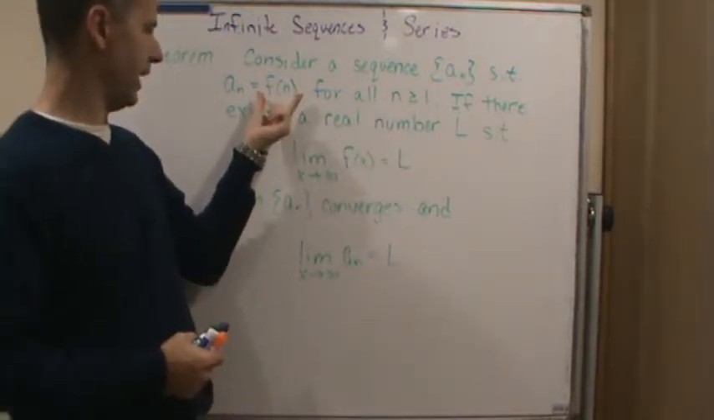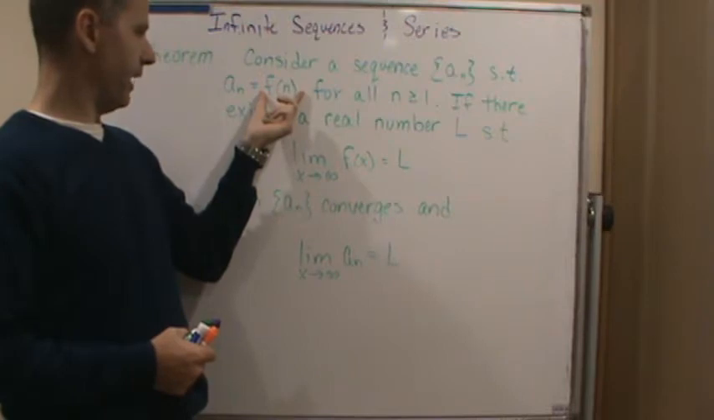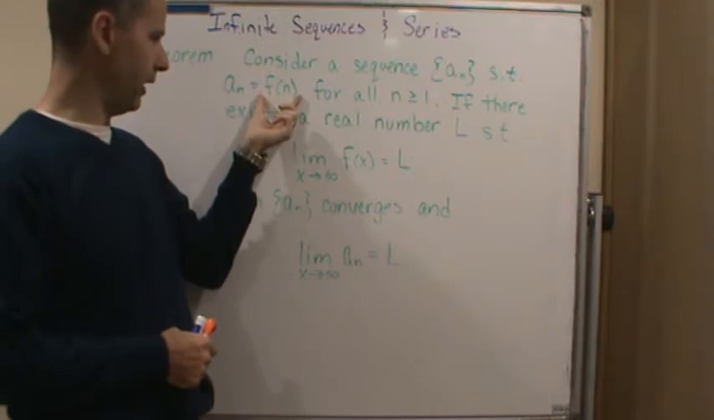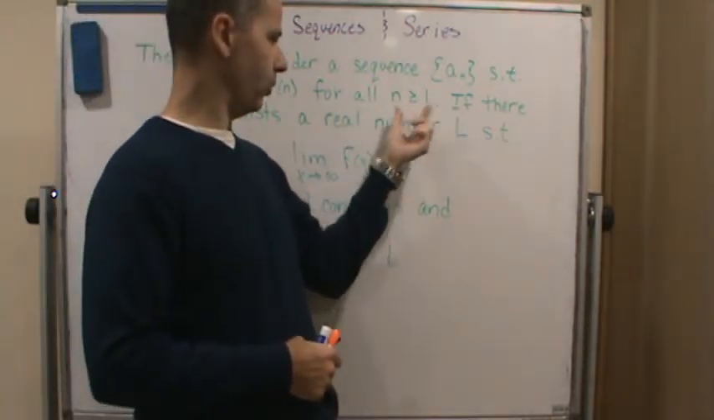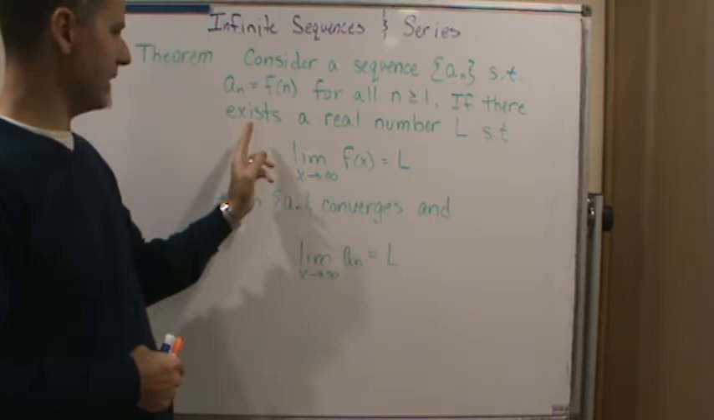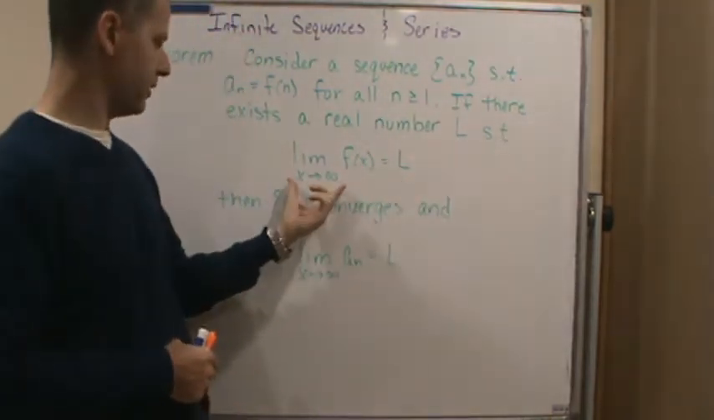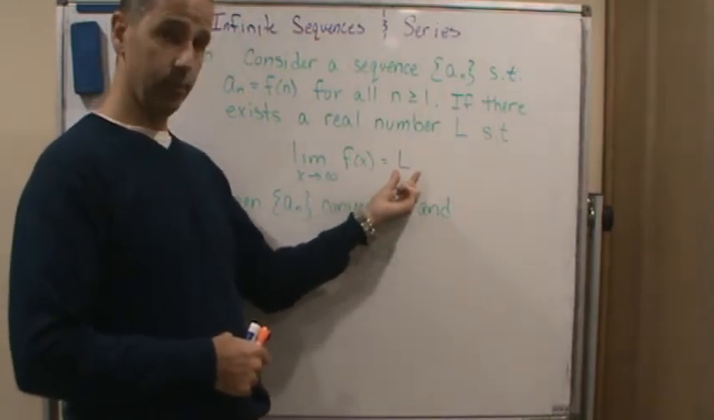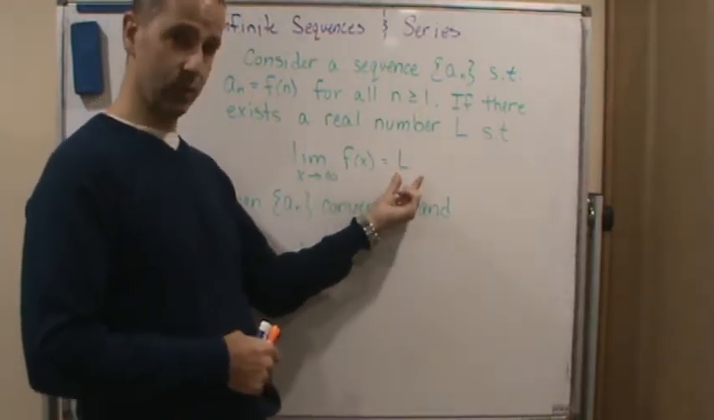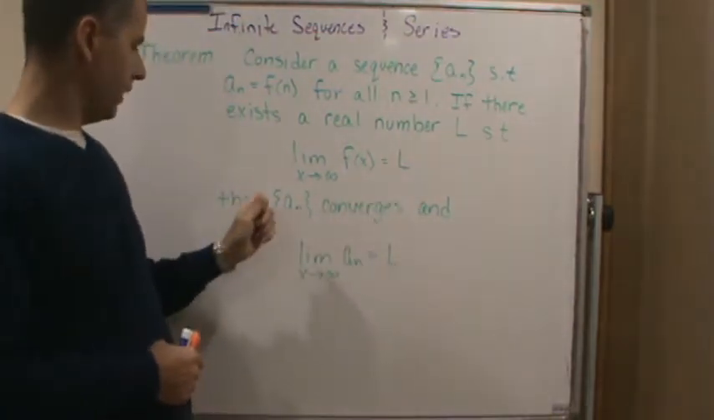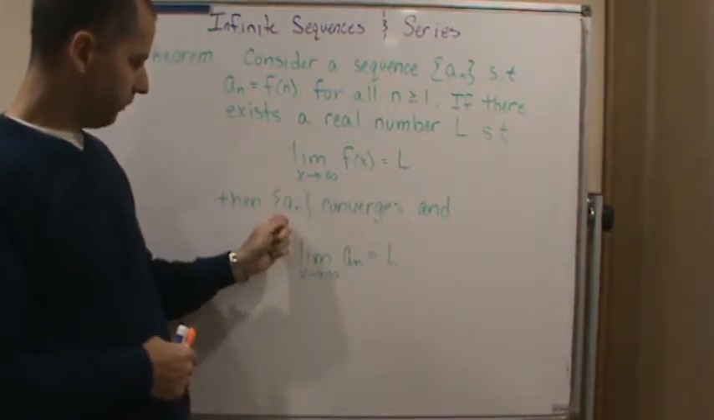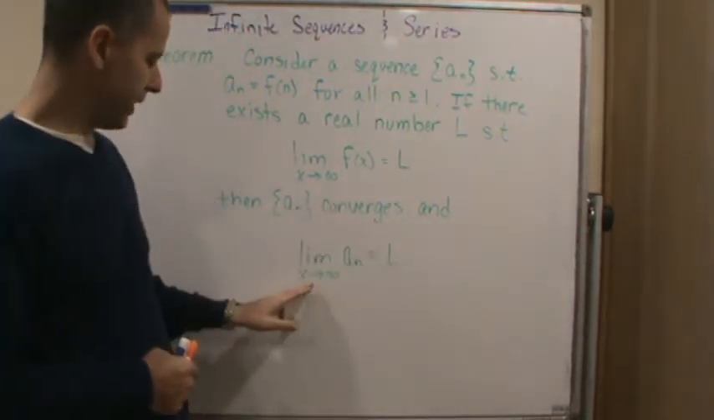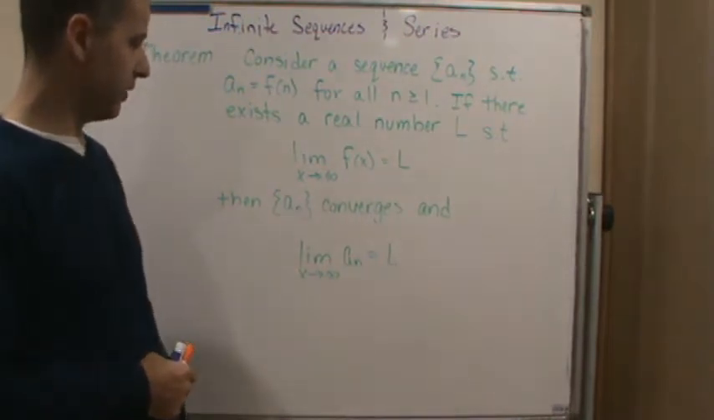So this part here is just saying, hey, it equals f of n, so we find a function that behaves the same way, so we're saying a sub n equals f of n for all n greater than or equal to 1. If there exists a real number L such that the limit as x approaches infinity of the function f of x equals L, okay, so if this limit exists and it equals L, then by comparison the sequence a sub n must also converge, and the limit has to be the same. That's what this theorem is saying.